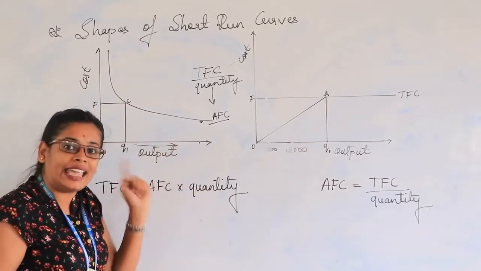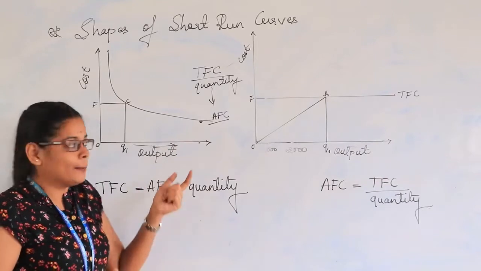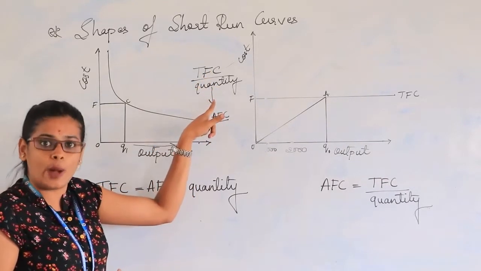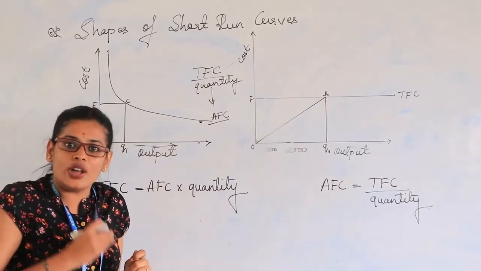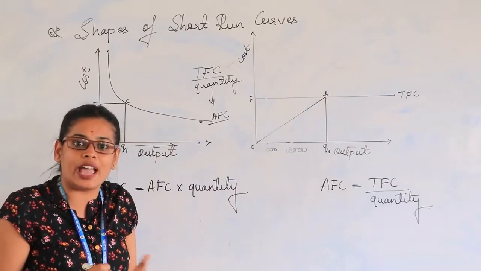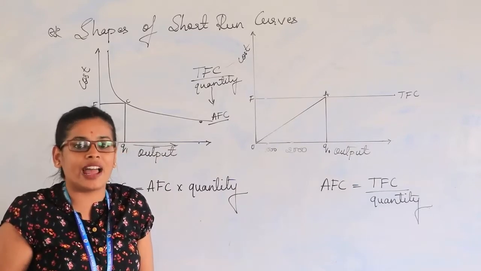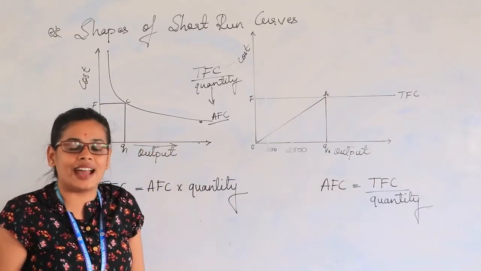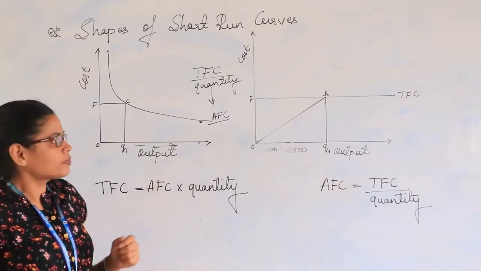But that's not the case with the average fixed cost, because average fixed cost depends on both the total fixed cost and the quantity here. So as you go on increasing the quantity, or as you go on increasing the output, what happens to the average fixed cost? It starts gradually falling.